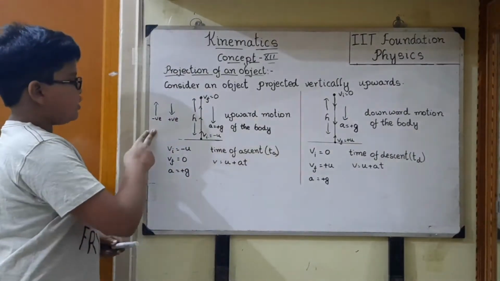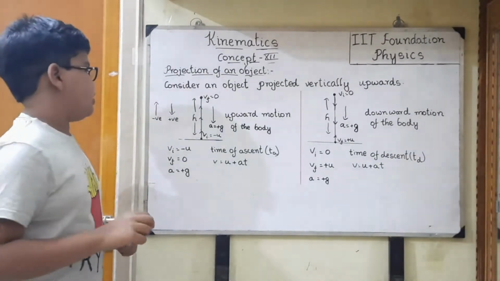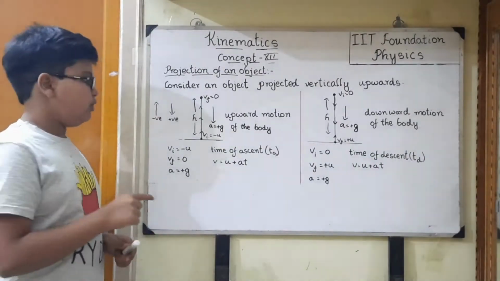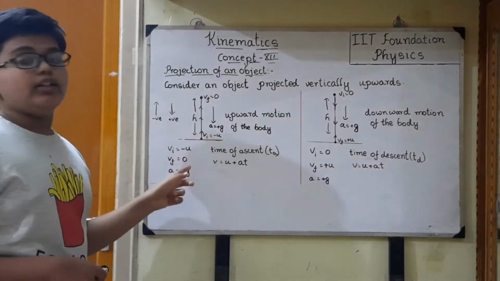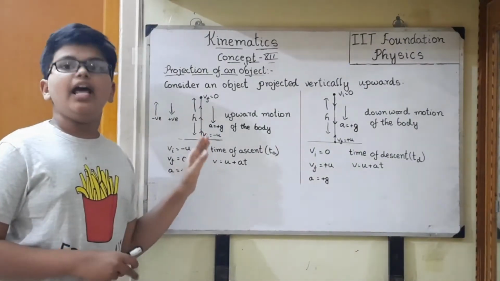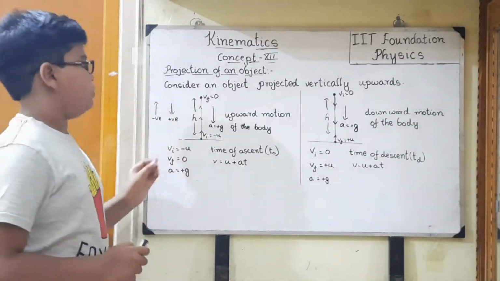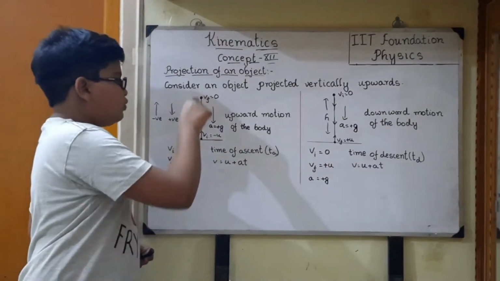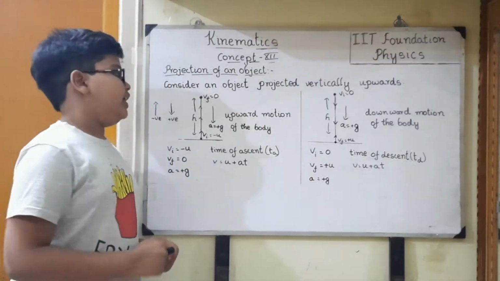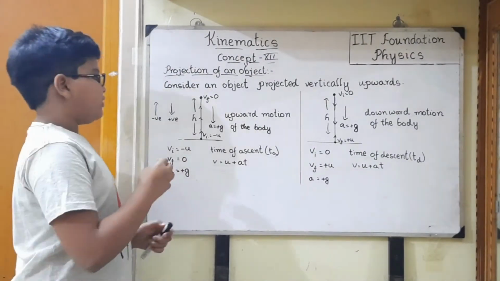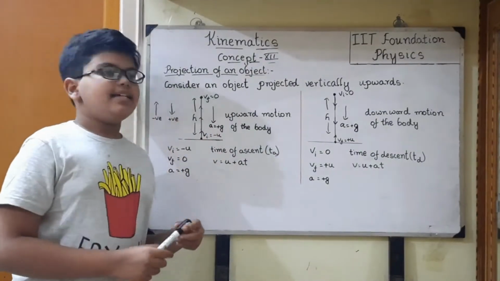We have assumed upward direction as negative and downward direction as positive. So the initial velocity is in the upward direction, so we have to take it as negative, right? A downward acceleration will act, which is the acceleration due to gravity, g, and since we have taken downwards as positive, we have to take plus g, right?